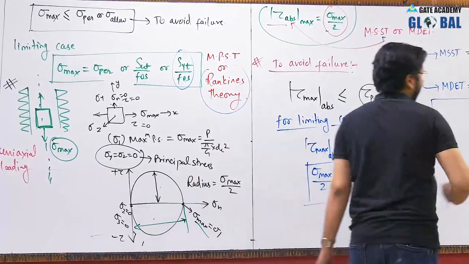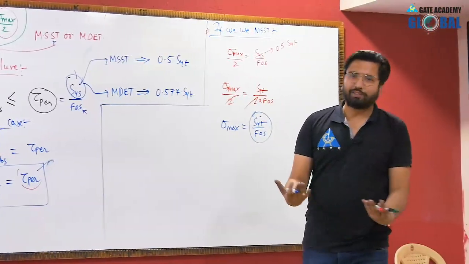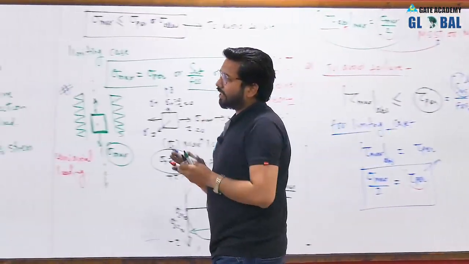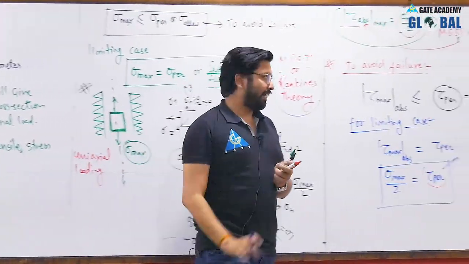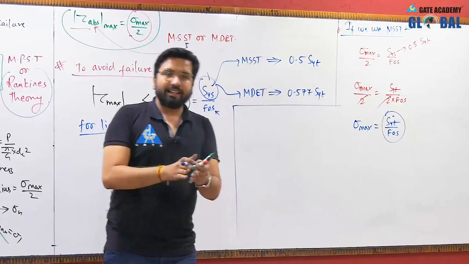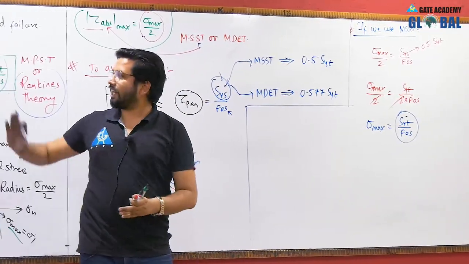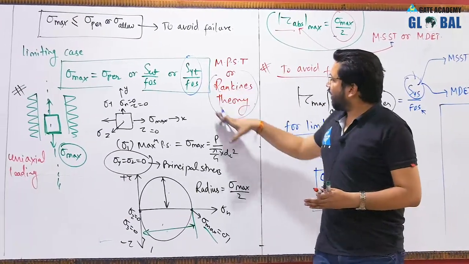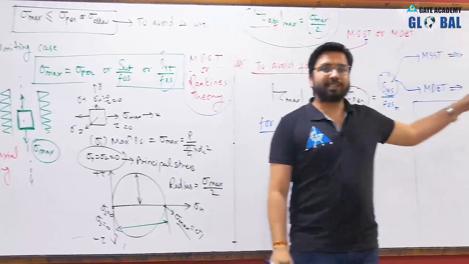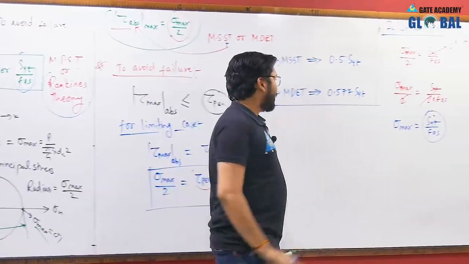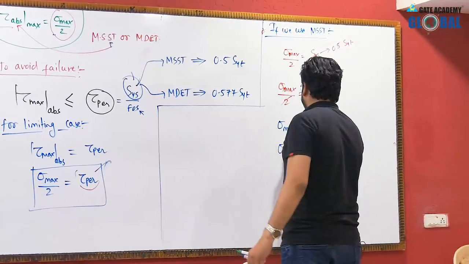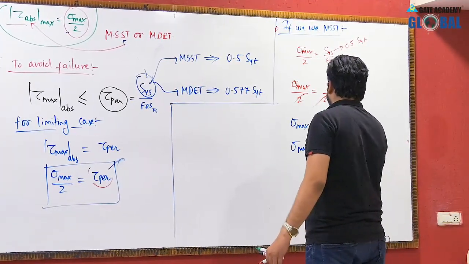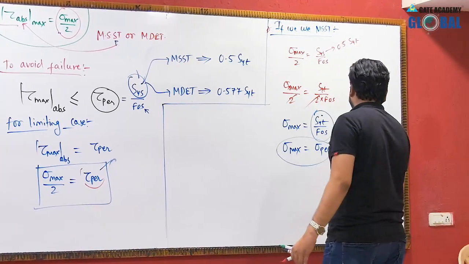So this means if the design is based on the yield strength of the material for a bolt under direct tensile load, then on using MSST you will definitely get the same result as from the MPST. That is, you will get the same answer either by using Rankine's theory or by using the maximum shear stress theory. So from MSST also I am getting the same criteria, that is tau max will be equal to tau permissible, and this will give me the required dimension.